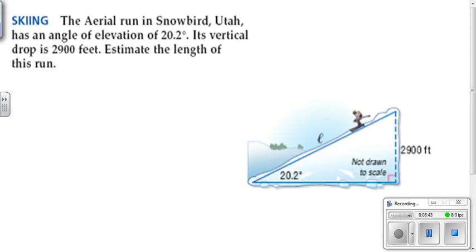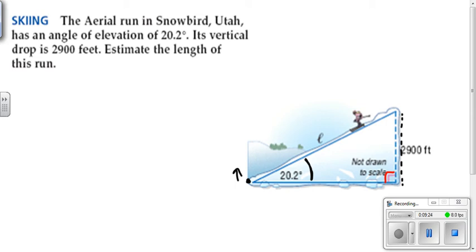We can use these different angles, the angle of elevation and the angle of depression, in other real-life situations, such as the aerial run in Snowbird, Utah, which has an angle of elevation, so starting from the bottom and looking upwards, of 20.2 degrees. Its vertical drop is 2,900 feet. Estimate the length of this run. So again, our angle of elevation here is 20.2 degrees, and we drop down 2,900 feet. As usual, we have our right angle given.